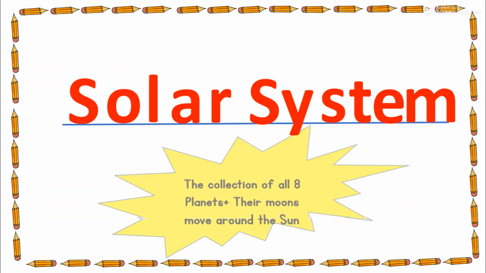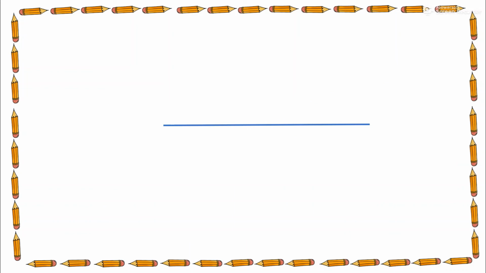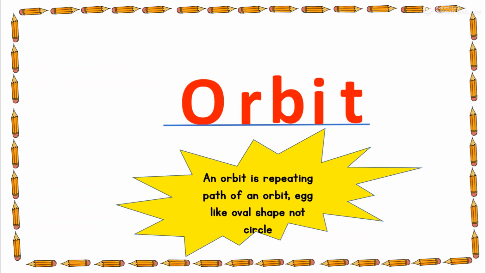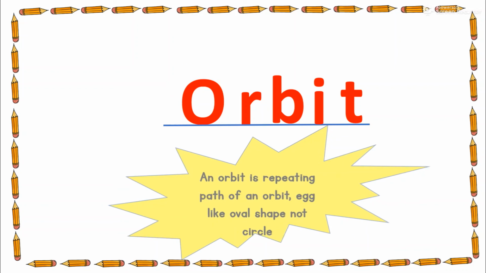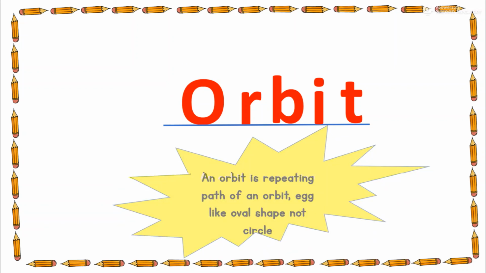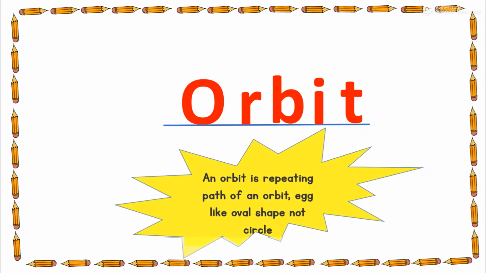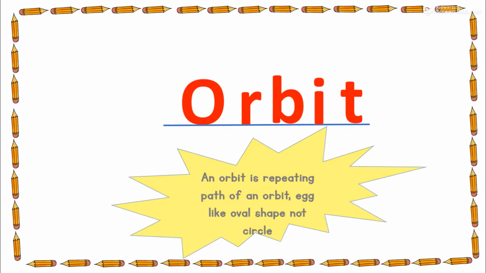Okay, kids. Next one is orbit. What is orbit? O-R-B-I-T. This spelling is the simplest one. Or, bit. Orbit. Now, what is an orbit? An orbit is the repeating path of a planet. It is not circular, it is oval shaped.